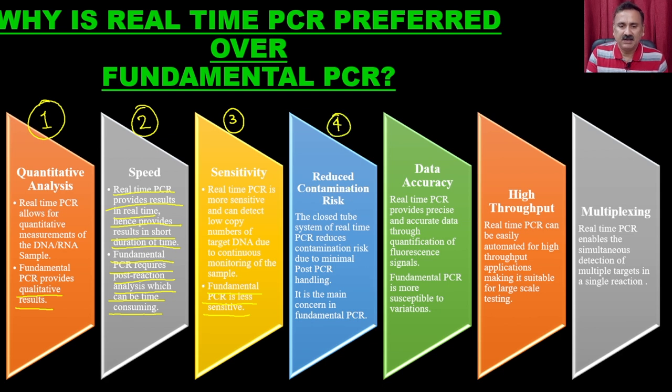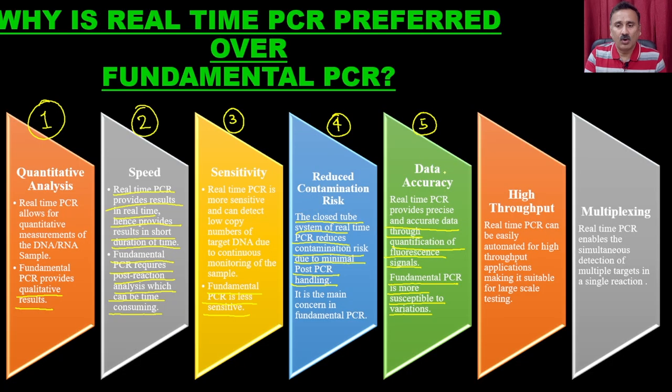Number four, real-time PCR has reduced contamination risk. The closed tube system of real-time PCR reduces the contamination risk due to minimal post-PCR handling. It is the main concern with conventional PCR. Then data accuracy: since this is quantitative, the data is going to be more accurate. Real-time PCR provides precise and accurate data through the quantification of the fluorescent signal. Conventional PCR is more susceptible to variation because when you run the DNA onto the agarose gel, depending upon many factors, your quantitation could be wrong.